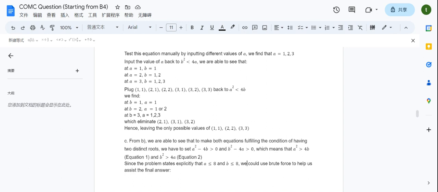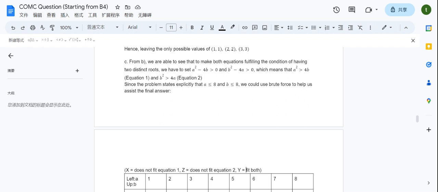Using the same way from part B, we are first able to identify a common condition that both equations must fulfill to have two distinct roots. We have to set a squared minus 4b larger than 0 and b squared minus 4a larger than 0. Basically, just use the same way I did in equation 1 and equation 2.